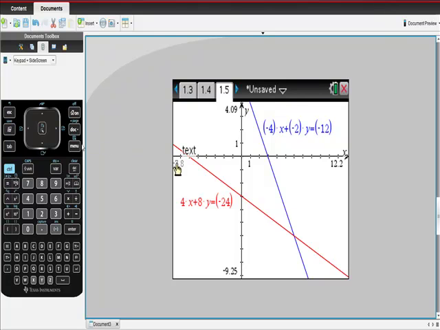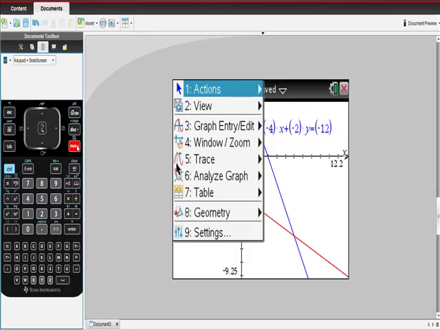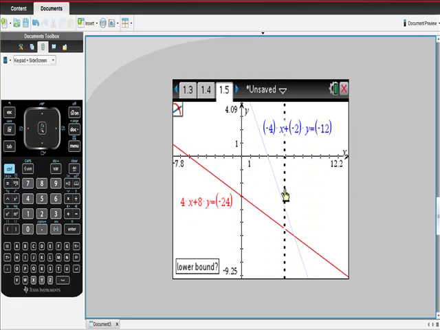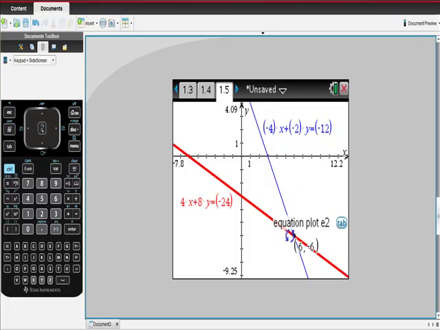And we can prove this with this calculator. We go here to menu, and we can go to analyze graph and find the intersection, and then we can move over here, and we can see that these two lines, the blue one and the red one, meet in this case at the point (6, negative 6), and it's the only place that they meet.